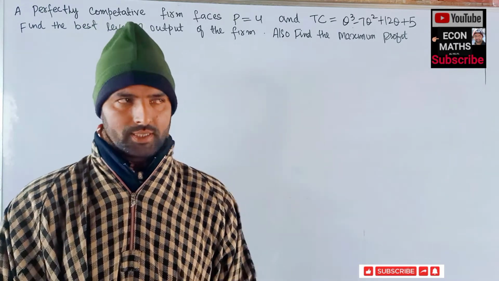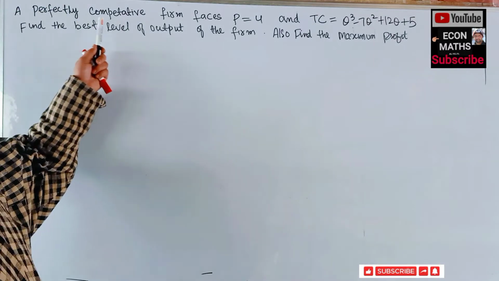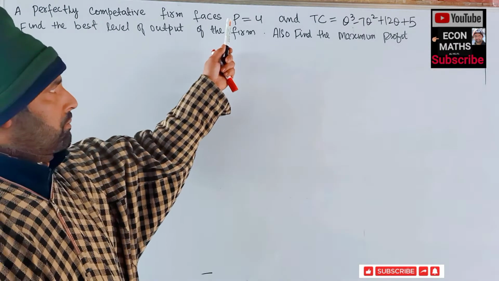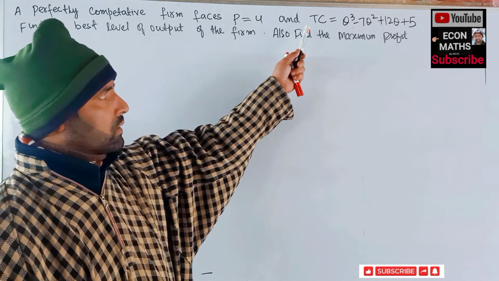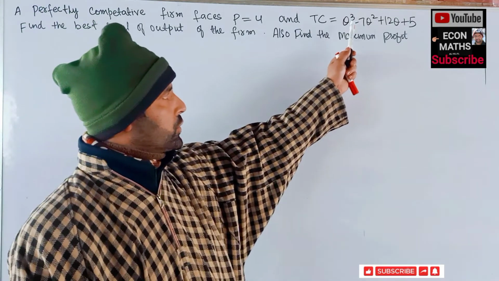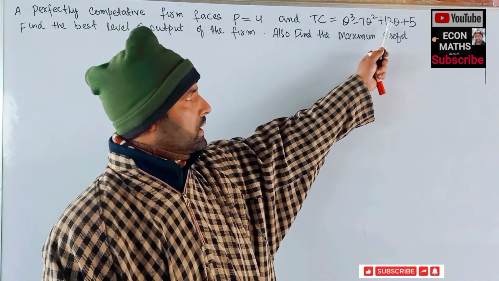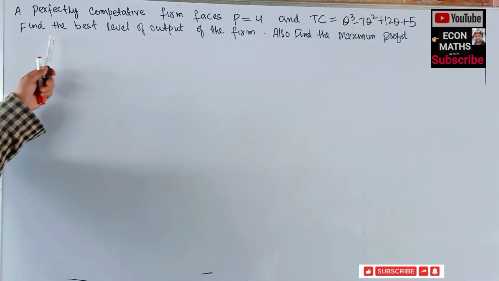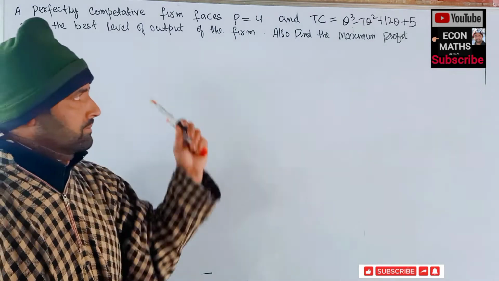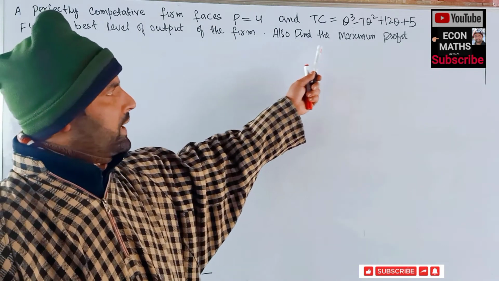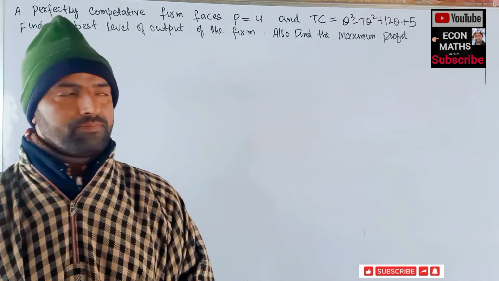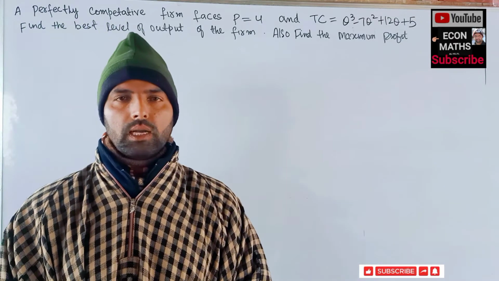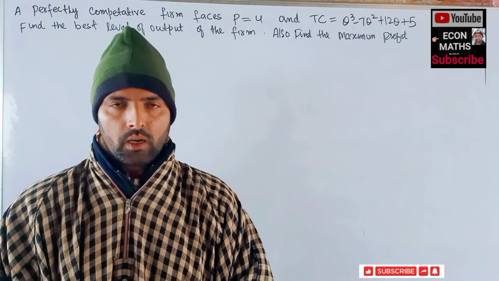The question is: a perfectly competitive firm faces price equal to 4 and total cost given as q cube minus 7q square plus 12q plus 5, where q is the quantity. Find the best level of output of the firm. Also find the maximum profit. We have to find the maximum profit and optimal level of output for this perfectly competitive firm.